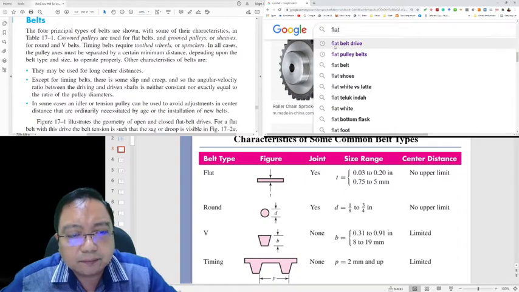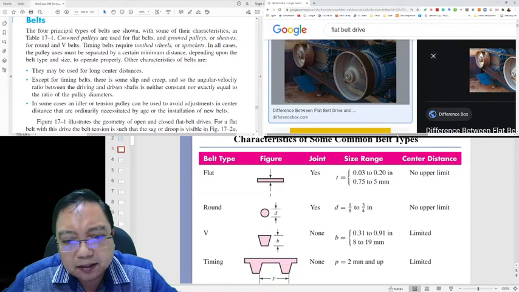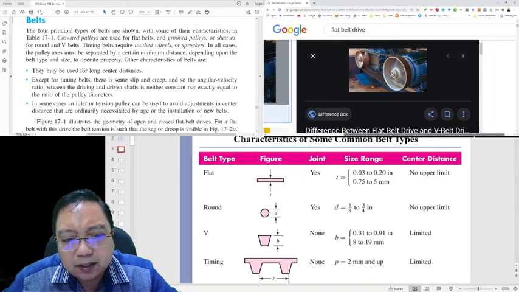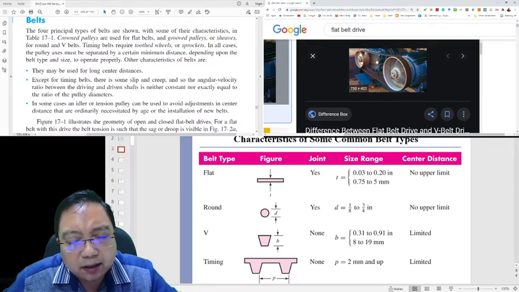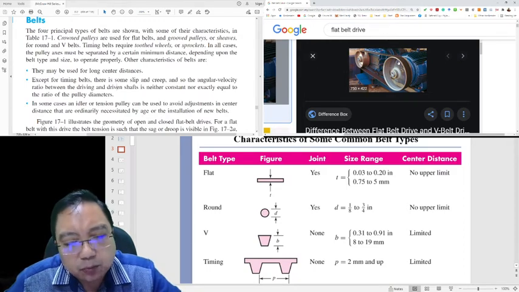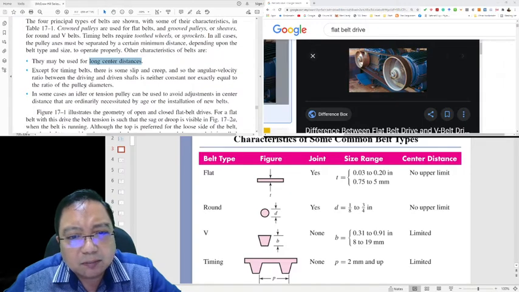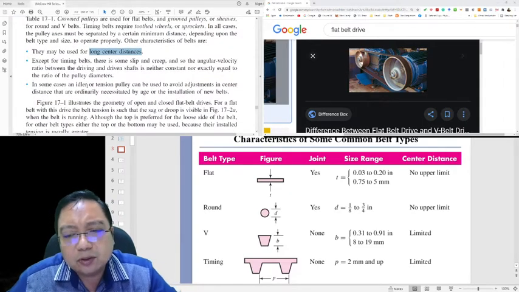Flat belt drive. See this picture. This is the center drive. They have some distance to connect between two motors. This is one motor, this is another motor, and they have a distance. This is what is meant by long center distance.